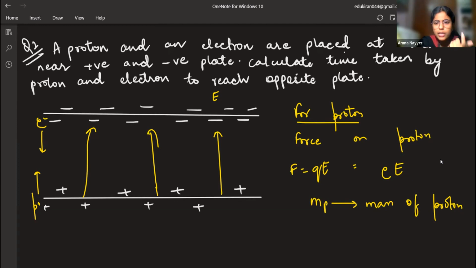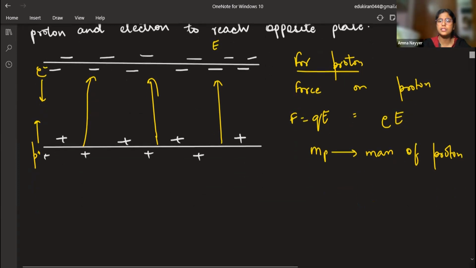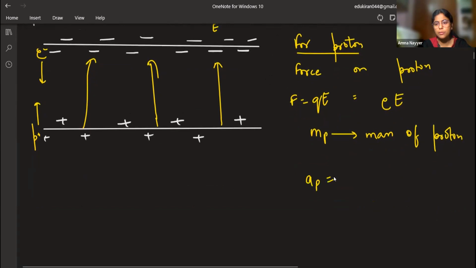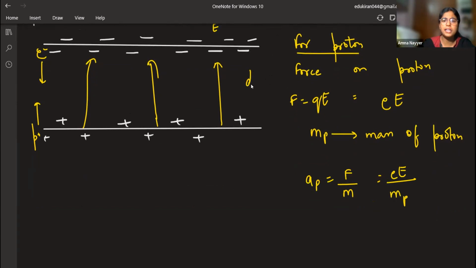From that, can we find out the acceleration? What will be the acceleration? Look here, class. Acceleration of the proton will be force divided by mass. What is force? Force is eE. What is mass? Mass is m p. Now, let's say they are separated by this distance d. The distance between the plates is d. So initially the velocity is 0. And what is the displacement that each has to cover? Electron from negative to positive, proton from positive to negative, they have to cover the distance d.